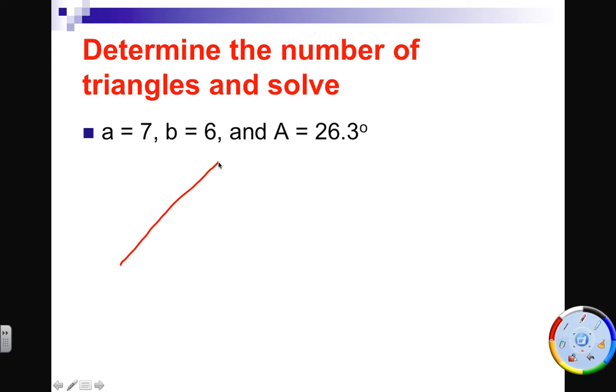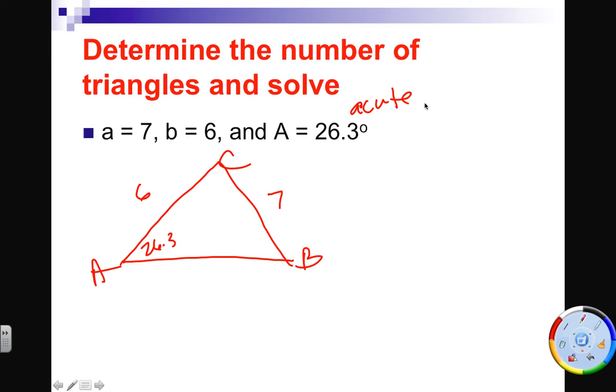If I was to just draw a random triangle and randomly put these in places, I would say this is 26.3, this is 7, and this is 6. Well, I'm given an acute angle. So this is acute, obviously. So I need to look at the 4 variations. That limits me down from 6 to 4.